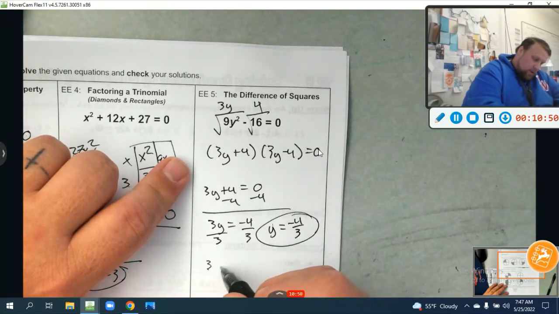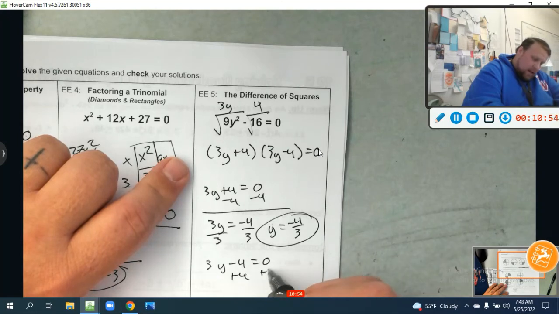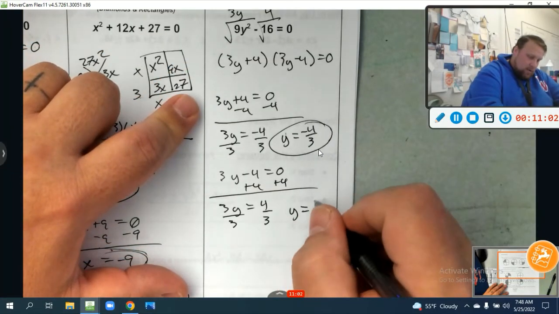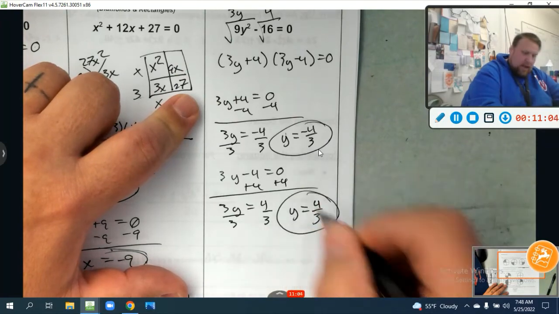Or 3y minus 4 equals 0. Add 4 to both sides. 3y equals 4. Or when you divide by 3, y equals +4/3. Look at that. Boom.